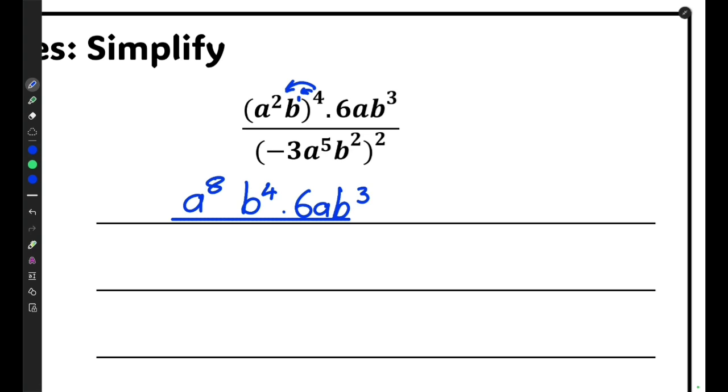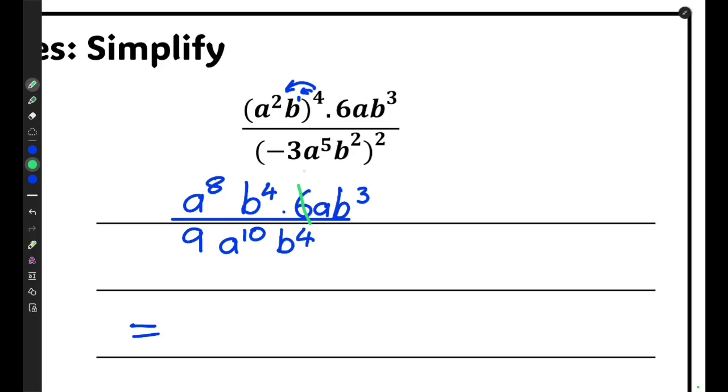Now at the bottom, that's a big one. So now I need to look at the minus 3 and then square it. So I know minus 3 times minus 3 will just give me 9. And now the 5 I need to multiply by 2, so it's a to the power 10. And the b has a squared, and I'm squaring it again, so that just becomes b to the power 4. Okay, so now I need to look at the numbers and then look at the a's and look at the b's.